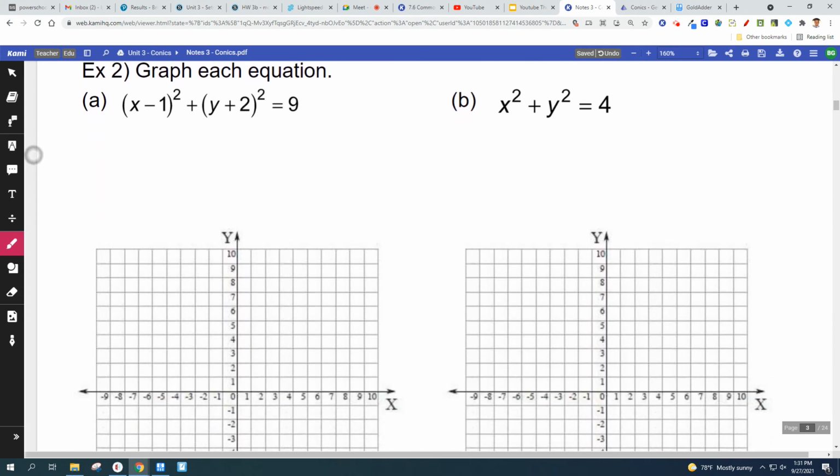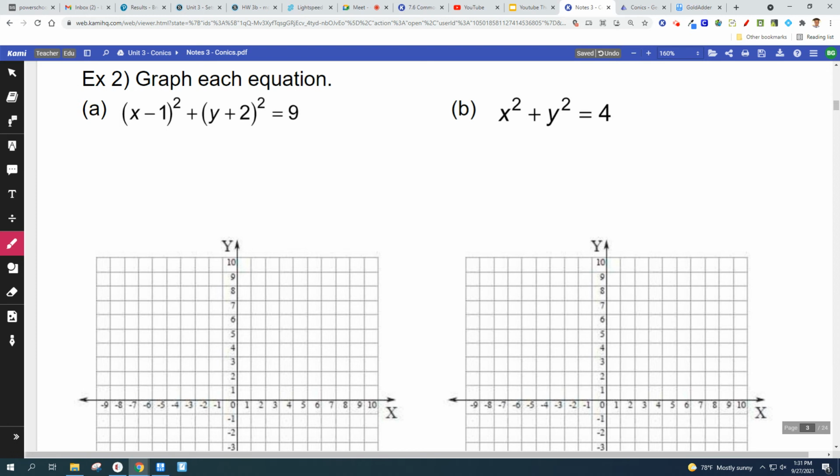Now we're going to graph. If you're going to graph a circle, the best thing that you can do is find the center point and the radius. If you can find the center point and the radius, then it's really not that bad for graphing. And so, we're going the other direction. We have an equation. We want to find the center. We want to find the radius.